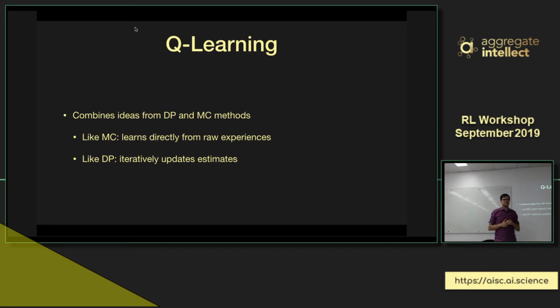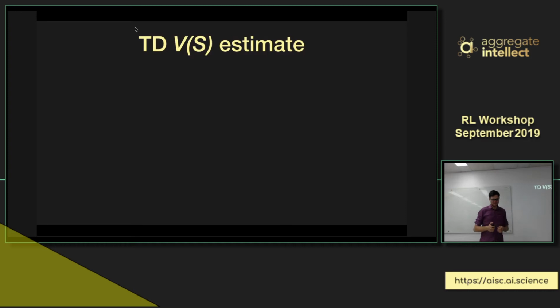It's called temporal difference, and this is just a way to refer to Q learning. So temporal difference is more the concept, and Q learning is the algorithm. TD stands for temporal difference.